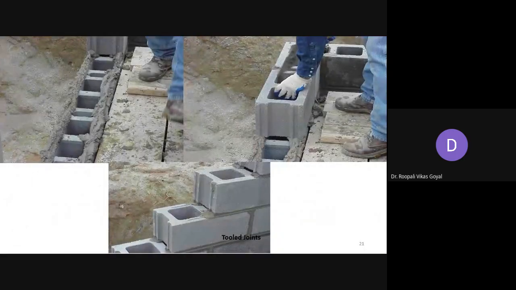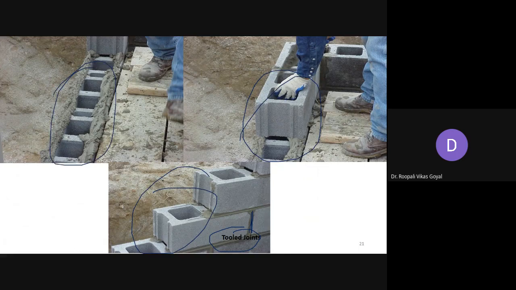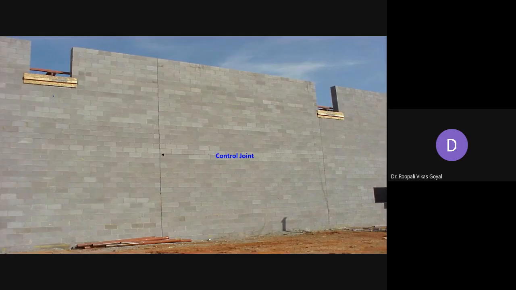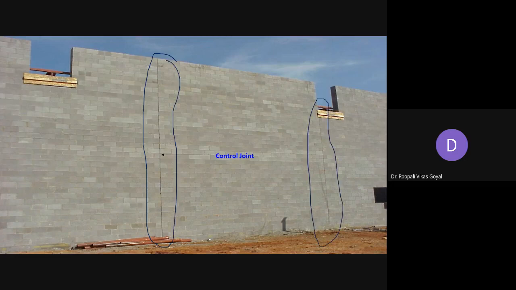And here you can see how the joints etc. can be done. So this type of tool joint, and here you can see, as the size of the block is larger, the thickness and the number of joints observed are less in number. So this is the way these hollow blocks can be arranged, and you can go for the construction of a wall with this. So here you can see it's a continuous wall in which a control joint is provided at certain specific distances.